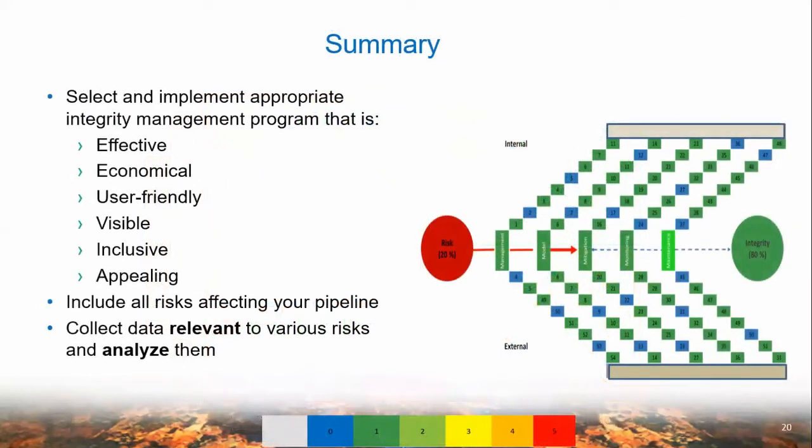In summary, select and implement appropriate integrity management program that is effective, economical, user-friendly, feasible, inclusive, and appealing. In the integrity management program, include all risks that will affect your pipeline. Finally, collect data relevant to all risks and analyze them.